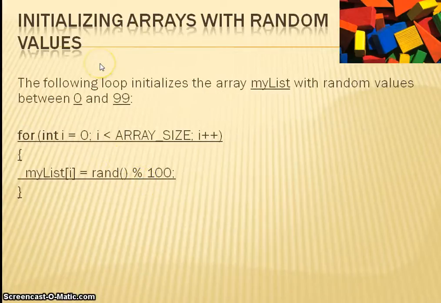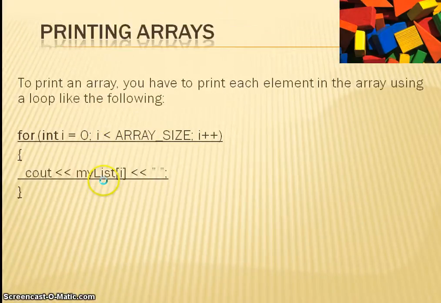So next we have to initialize an array with random values by assigning an array myList with random values between 0 and 99. Here we have to declare the for loop: int i equal to 0, i less than array size, i plus plus. So we have to initialize the array values from 0 to 99. They have to randomly initialize the array values.